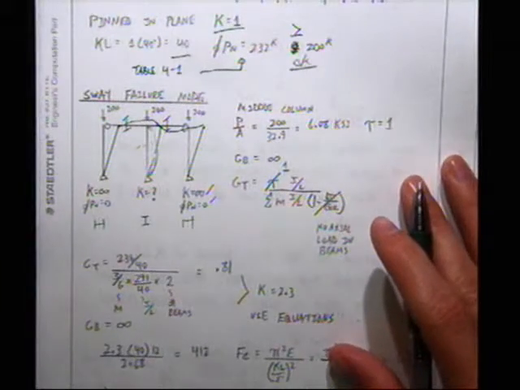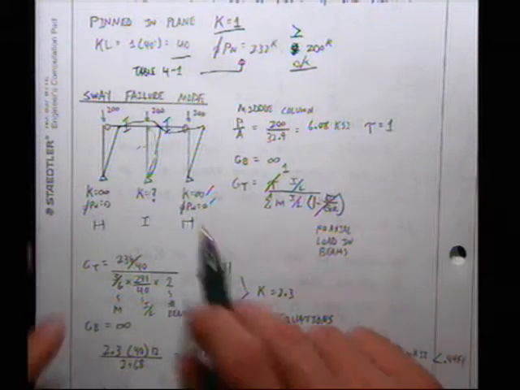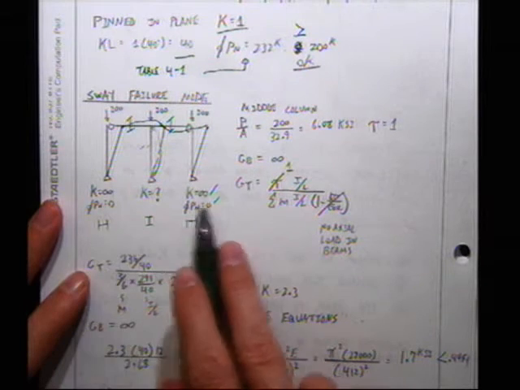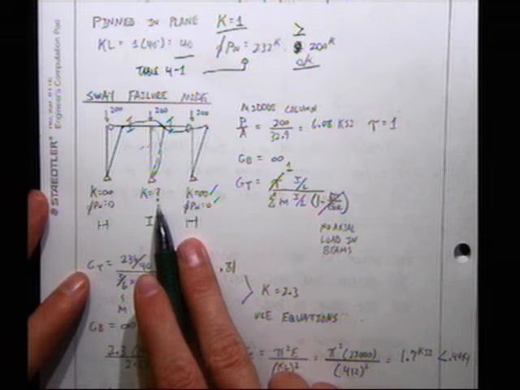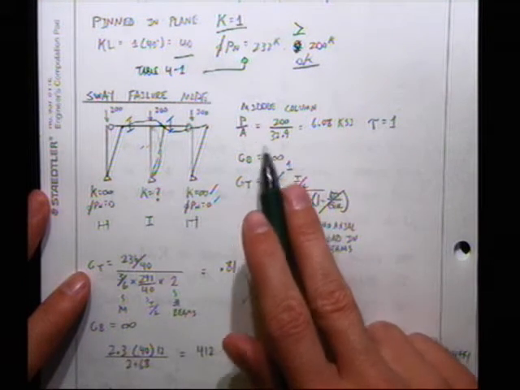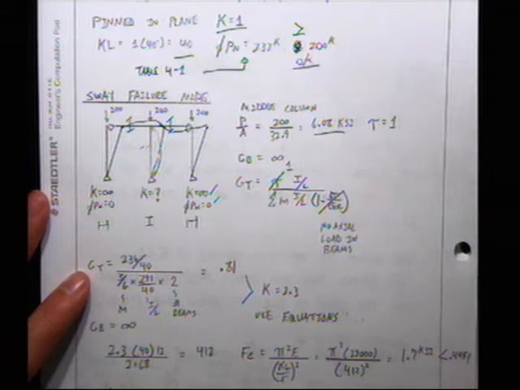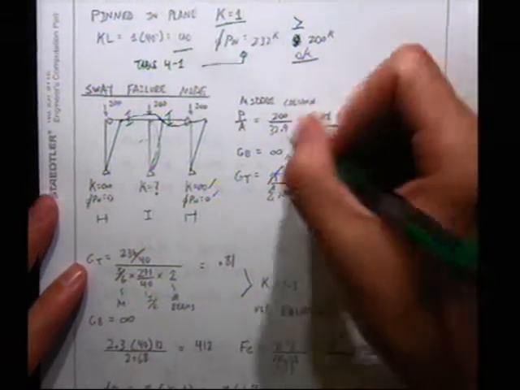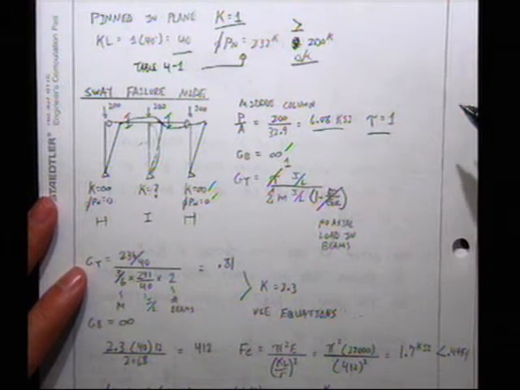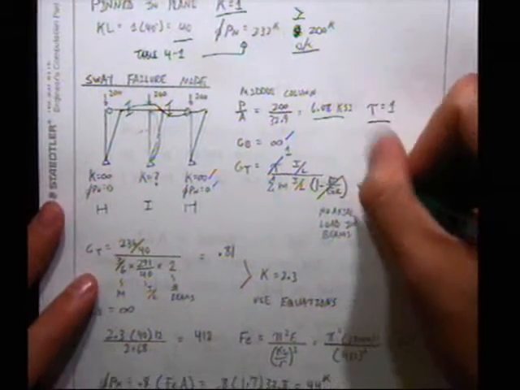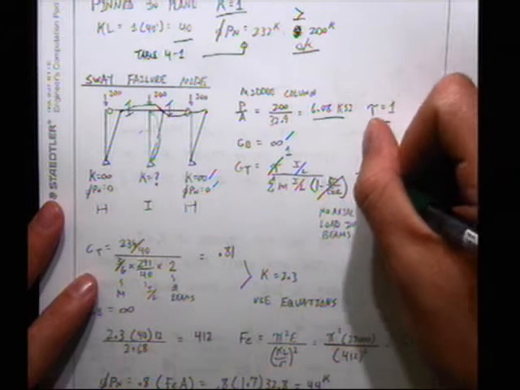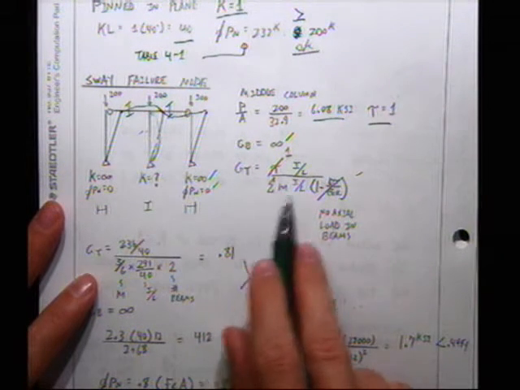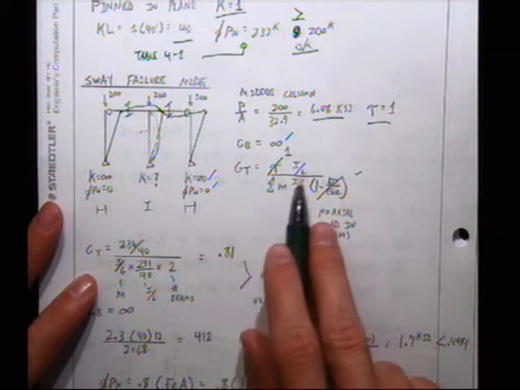So now I go into my alignment chart corrections. I know my K for this, I know my K for this, I don't know what the K here is. So I'm going to use P over A to find out what the stress is. My tau comes out to be 1. My G bottom is infinity. My G top, now my tau is 1, I have an I over L.